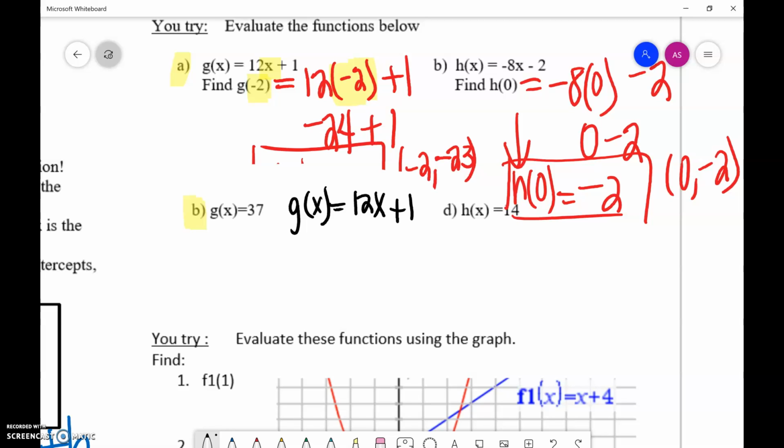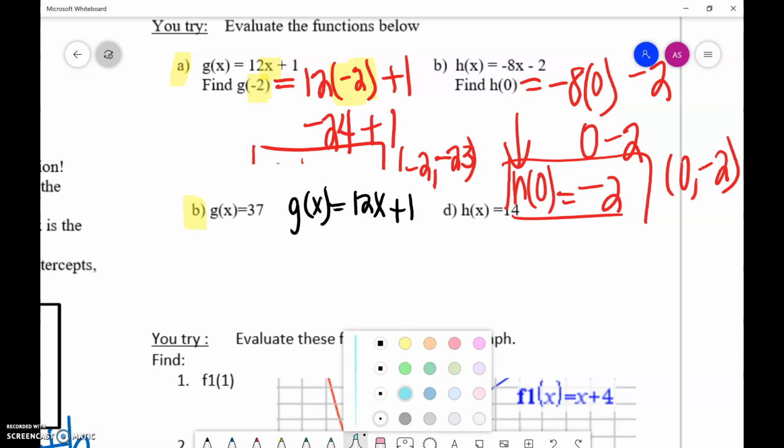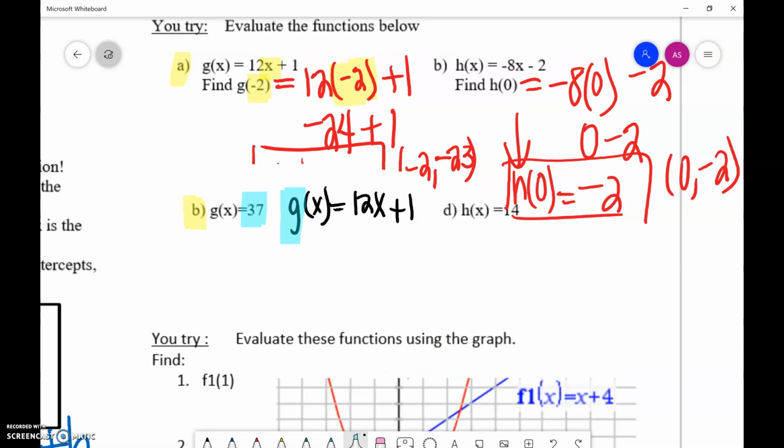So what's going to happen is I'm going to be replacing my y, or my g of x, with 37. Again, remember we said that this is the same thing as y equals 37. So I'm going to fully replace. So what's going to happen is I'm going to have 37 equals 12x plus 1.